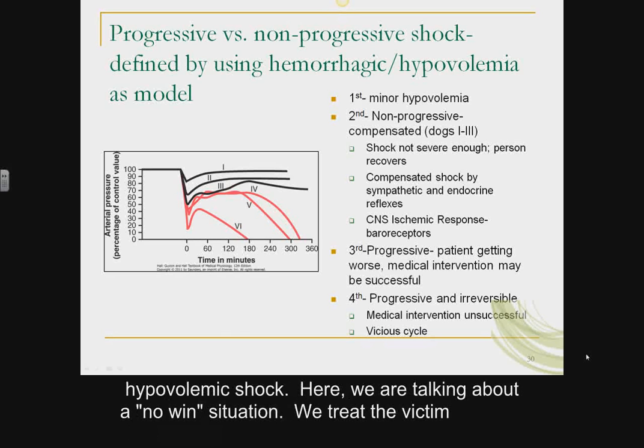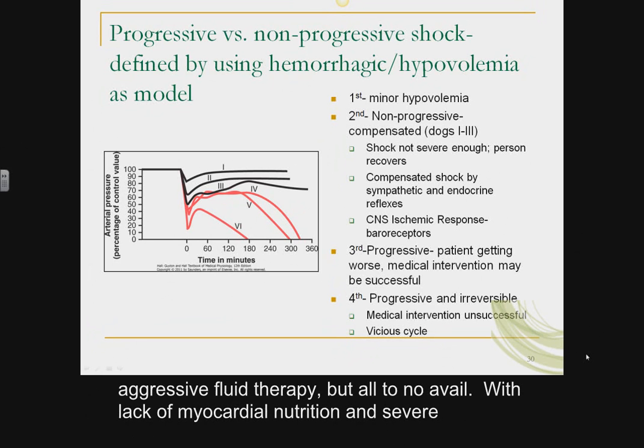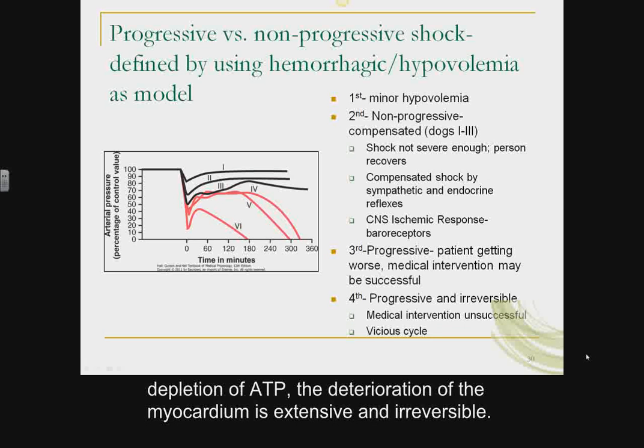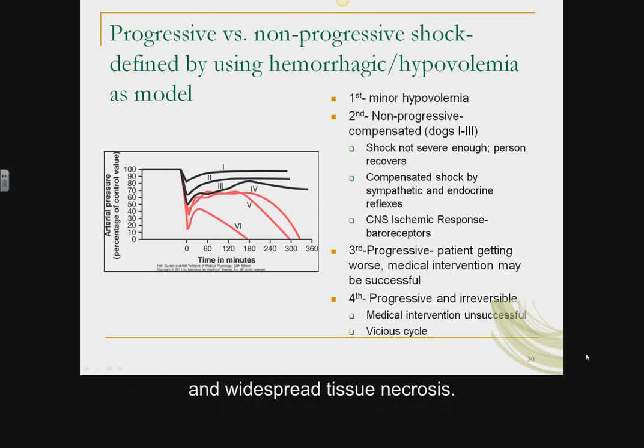In irreversible hypovolemic shock, now we're talking about a no-win situation. We treat the victim for shock, and we may even be able to normalize cardiac output and blood pressure with aggressive fluid therapy, but all to no avail. With lack of myocardial nutrition and severe depletion of ATP, the deterioration of the myocardium is extensive and irreversible. Due to acidosis, we see extensive and irreversible clotting in the capillary beds and widespread tissue necrosis.